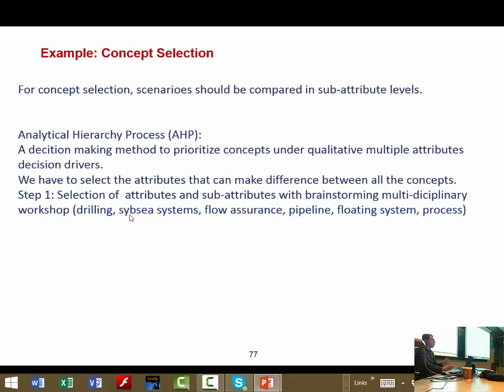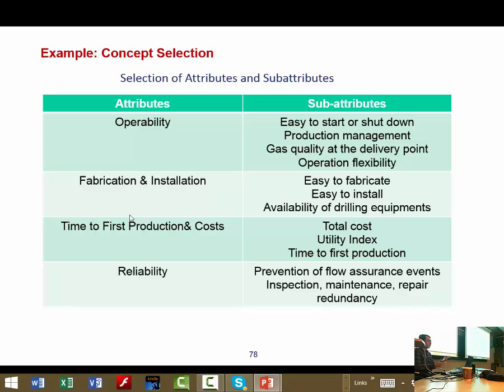So here you should select attributes and sub-attributes as we mentioned before. Here are examples of attributes and sub-attributes. For example, operability is one attribute, but if you want to be more detailed about operability, you can divide it into some sub-attributes, such as start up or shut down. And fabrication or installation is how easy it is to fabricate or to install. For example, an FPSO is much easier from an installation point of view than a TLP.